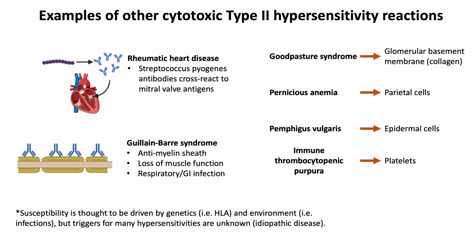One important thing is that susceptibility can be driven by genetics. So, for example, HLA is strongly linked to many of these diseases, and it can be driven by environment. For example, Guillain-Barré syndrome and infectious history. But the triggers for many hypersensitivities just are not known, and so these diseases would be classified as idiopathic.